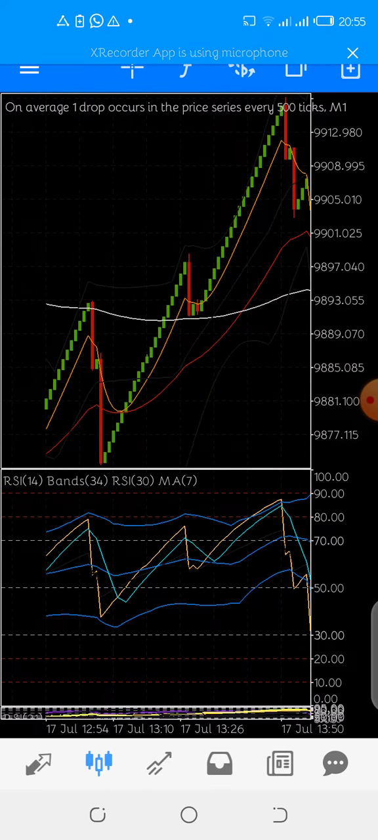The next moving average is the red. I think you can see it, like here. And let me bring an arrow.